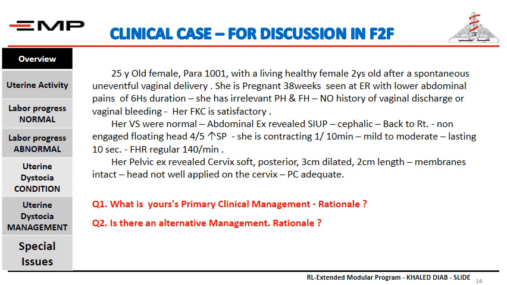Abdominal examination revealed single intrauterine pregnancy, cephalic, back to the right, non-engaged floating head, 4/5 above the symphysis pubis. She is contracting 1 in 10, mild to moderate, lasting 10 seconds. Fetal heart rate is regular at 140 per minute. Her pelvic examination revealed a cervix soft, posterior, 3 cm dilated, 2 cm length, membranes are intact, head is not well applied on the cervix, and the pelvic capacity is adequate.